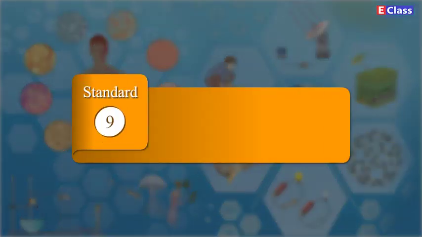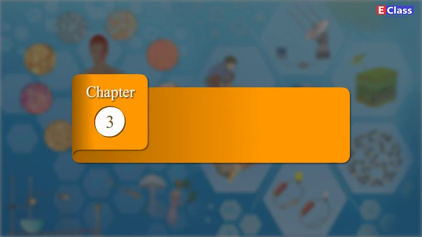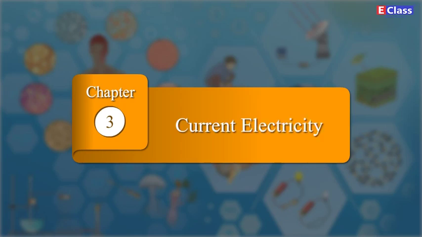Standard 9 Science and Technology. Chapter number 3: Current Electricity.